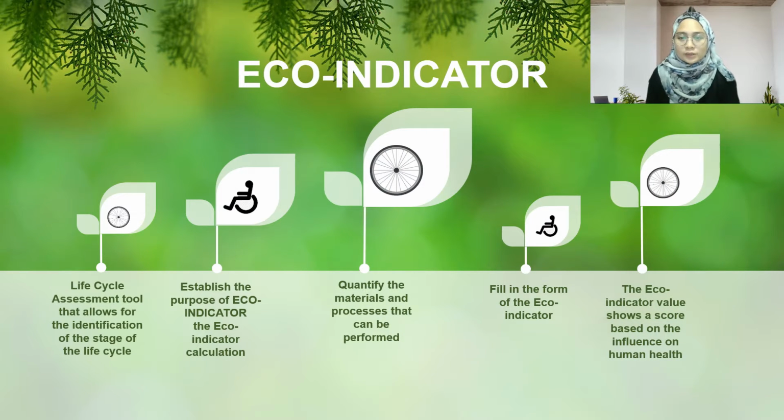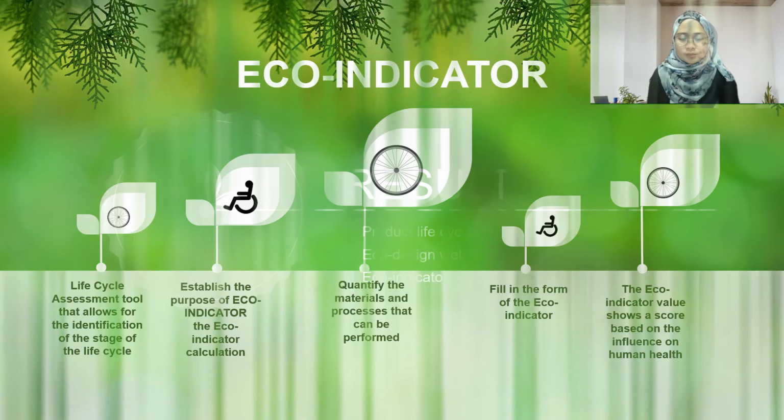Eco indicator is a tool that allows for identification of a stage of the life cycle. It is also an eco indicator calculation to quantify the material and the processes that can be performed. The eco indicator will show a score based on the influence on human health.